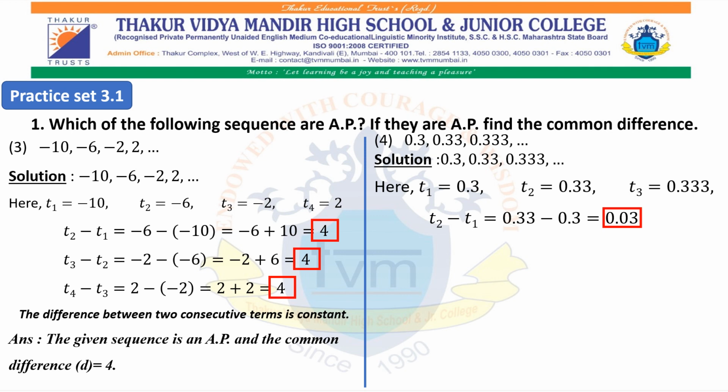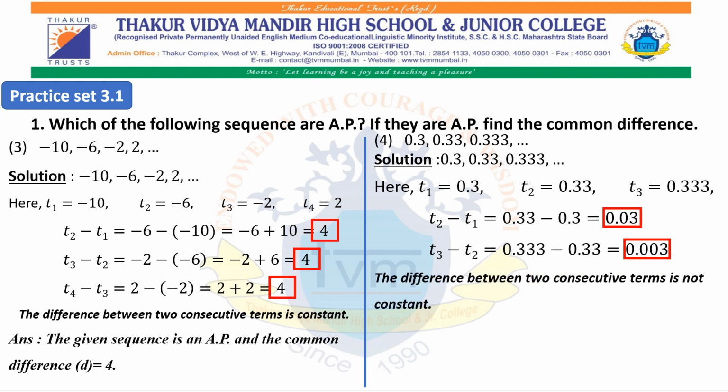And then we will find the difference between the third and the second term. We will write T3 minus T2 equals 0.333 minus 0.33, which will give us 0.003. Now here the common difference we are getting is not constant. Therefore we will write: the difference between two consecutive terms is not constant, and therefore our final answer will be: the given sequence is not an AP. We completed sum number 4 of your main question 1. The remaining 4 sums you will practice on your own.